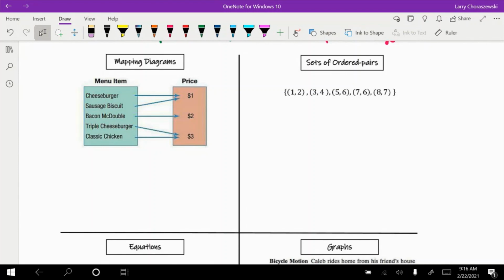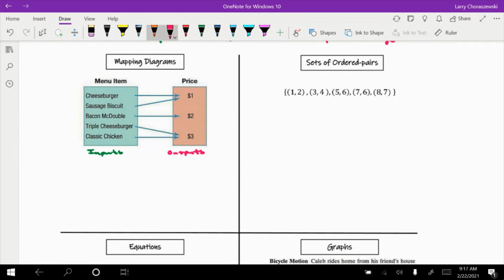But here we're seeing a correspondence between different menu items from McDonald's and prices. The menu items, which are being assigned to these corresponding prices, would be considered the input of a function presented this way, and then the different prices would consist of all the outputs in this scenario. And what I want to point out is that each individual input, or each individual menu item, is being assigned one and only one price.